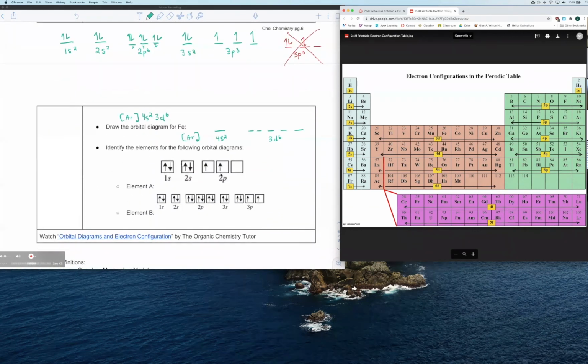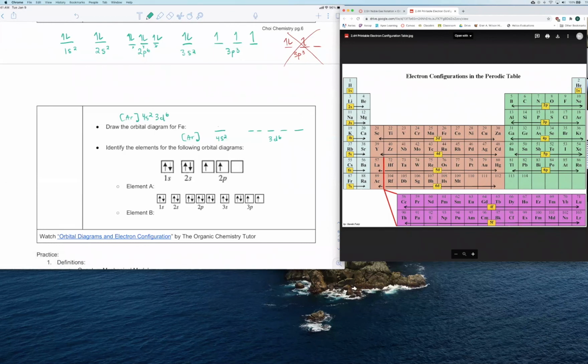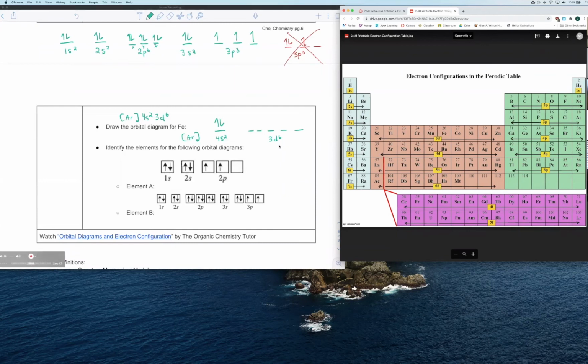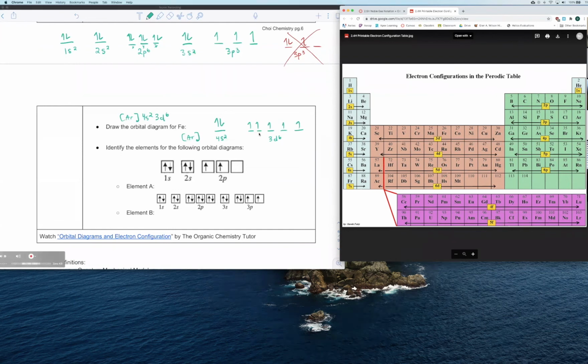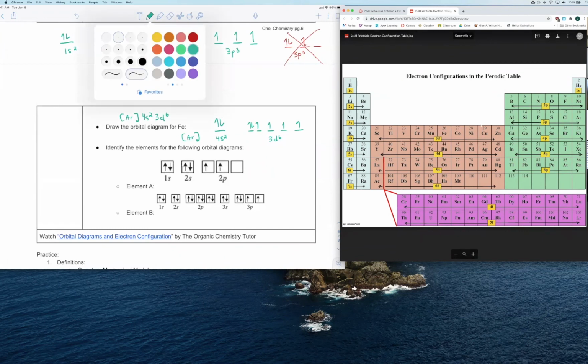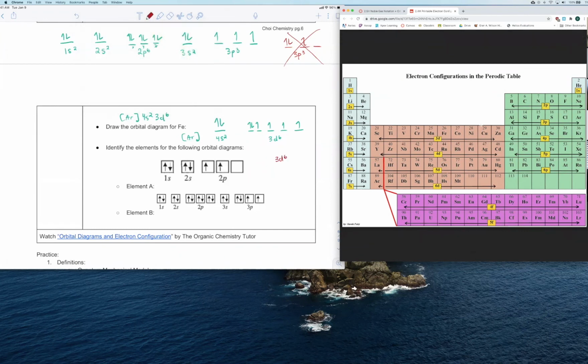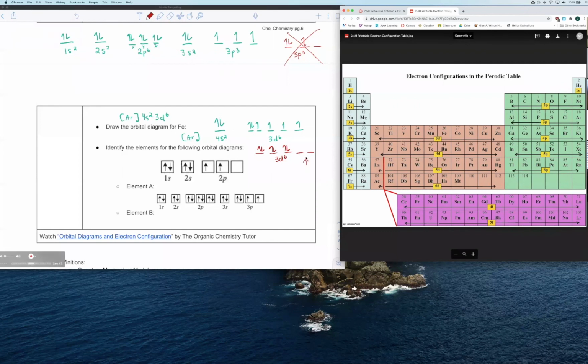Okay, so let's draw this orbital diagram. So 4s2, so one spins up, one spins down. And then 3d6, again, fill them up separately first. So I would have 1, 2, 3, 4, 5. And now that I've filled up each orientation, I can now start pairing one up. So that would be my 6th electron. So again, this would be the incorrect way to do it if you did it like this, because you have empty orbitals or empty orientations here before you start pairing them up. So this would be incorrect.